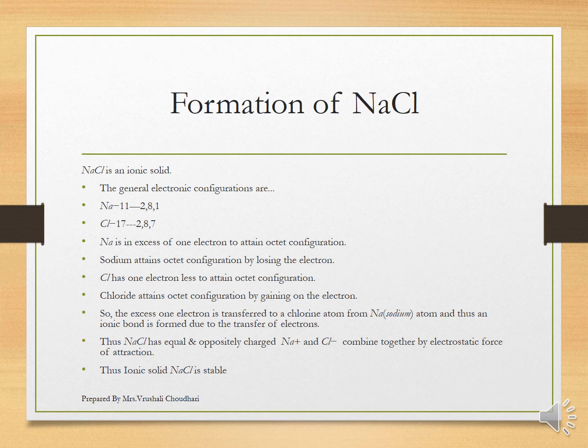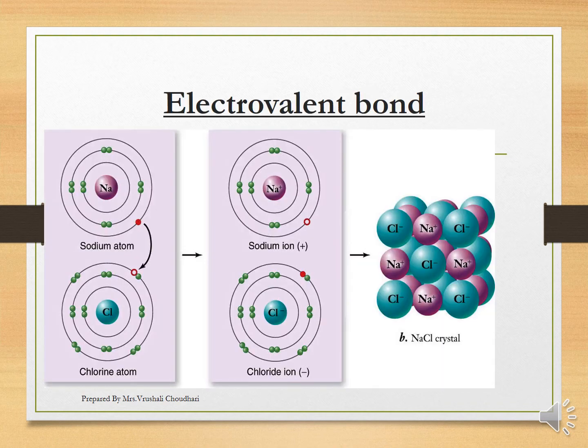Sodium has one excess electron in the outer orbit, so it loses that electron and becomes a positively charged cation. Chlorine has 7 electrons in the outermost orbit, so chlorine gains one electron and becomes a negatively charged anion. This positively and negatively charged Na+ and Cl- combine by the electrostatic force of attraction and form ionic solid NaCl. Here we can observe.